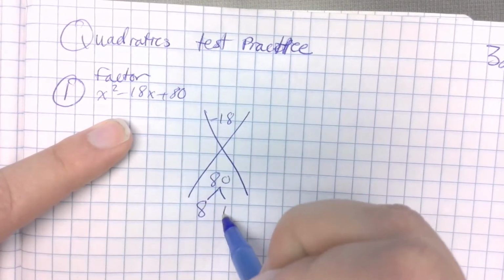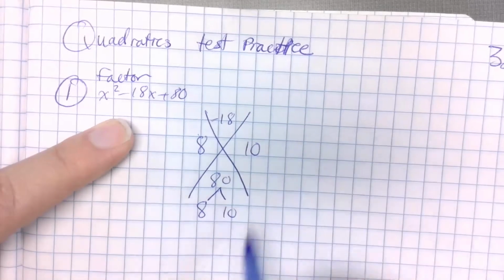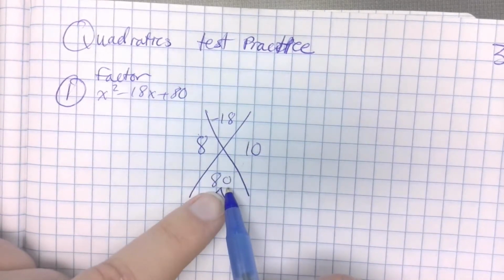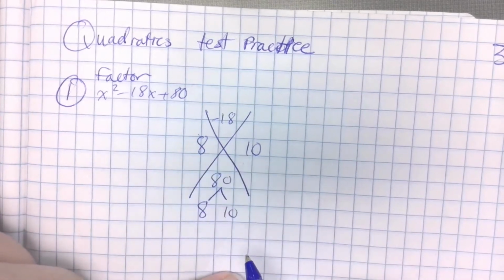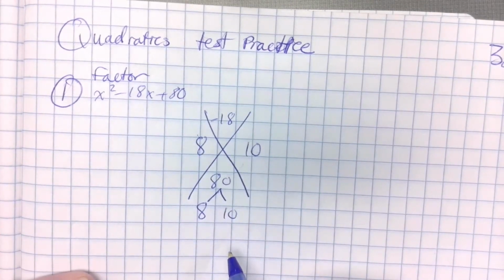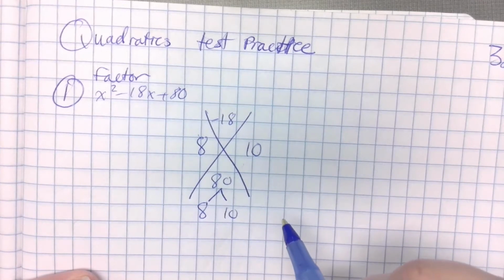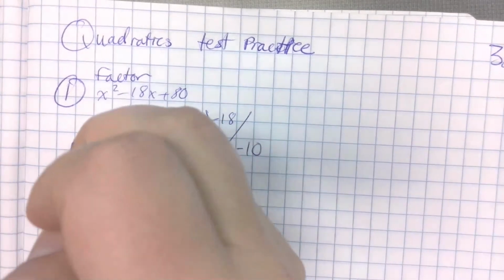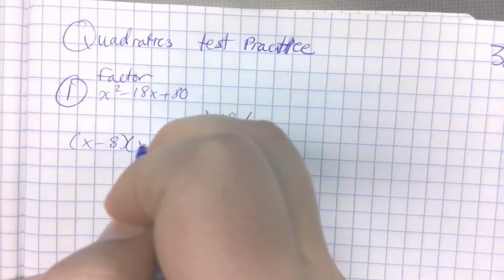So I'm going to do 8 and 10. What about the signs on those? Those multiply to a positive 80, but did they add to a negative 18? So what do I need to change? One of them or both of them, or which one? Both of them. And then just go ahead and set up your parentheses.